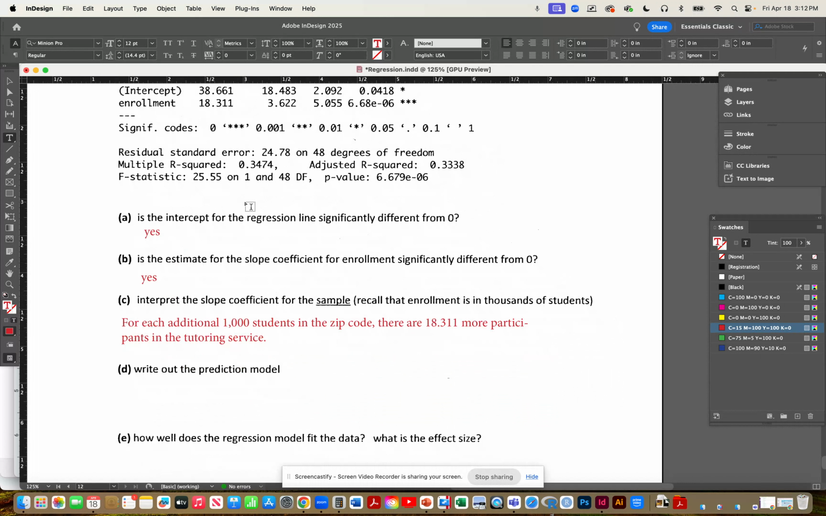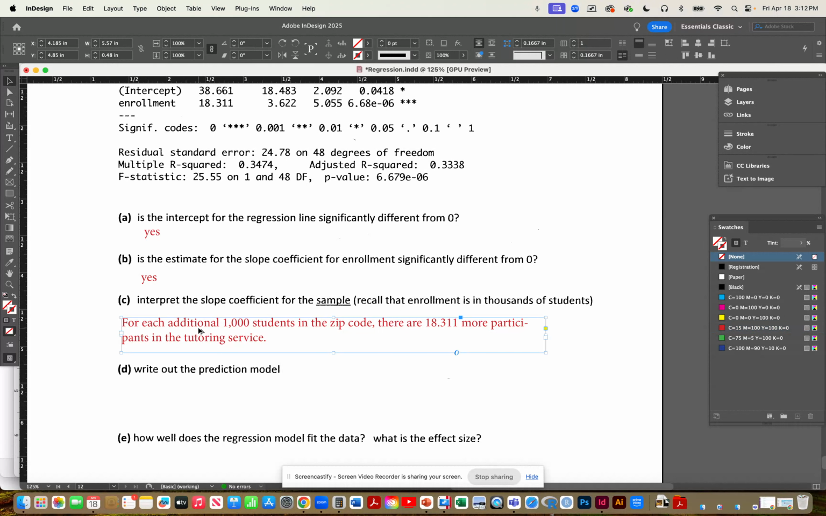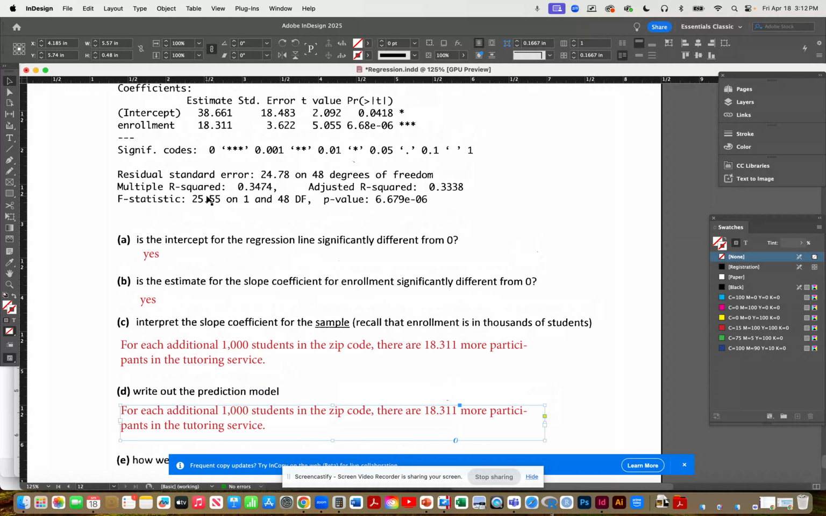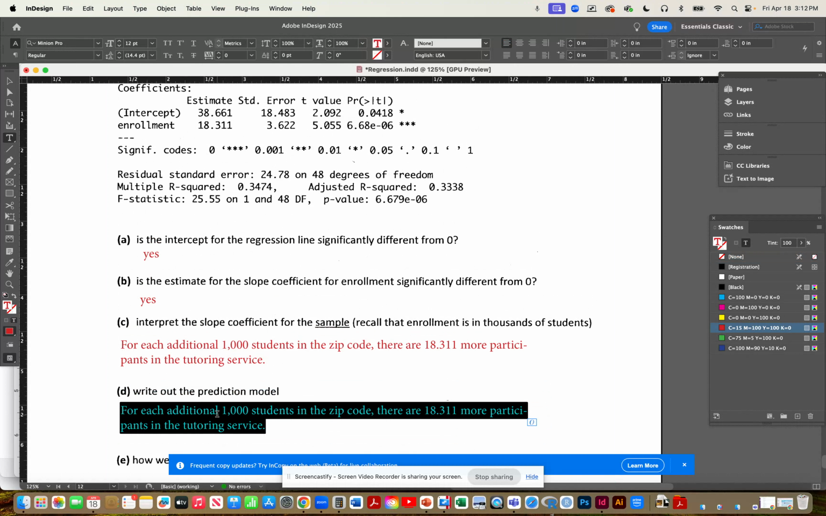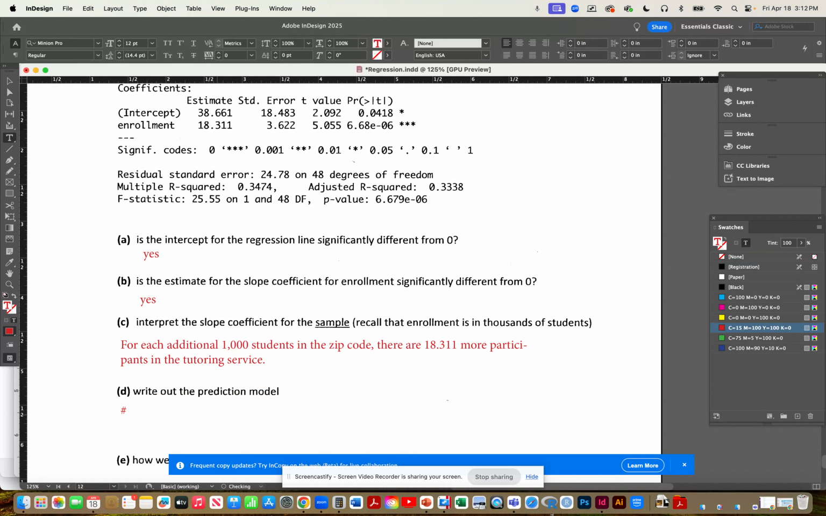Now let's write out the prediction model. We could use the first 2 lines here to do that. What we're trying to predict is number of participants hat. So we're trying to predict that equals 38.661, that's the intercept, plus the slope, which is 18.311, times the number of students.